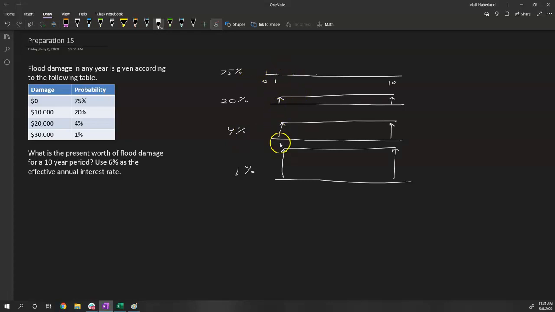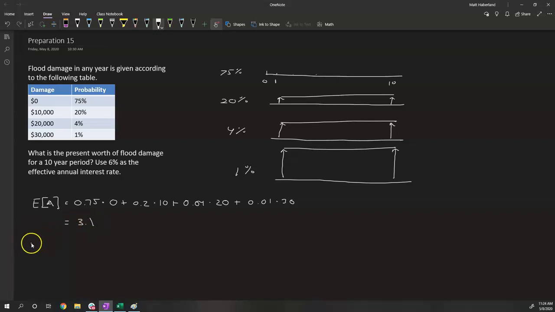We're going to take the expected value of the cash flow in a year, the expected value of the cash flow of basically the annuity that we're going to have is 0.75 times 0 plus we've got a 20% chance, 0.2 times 10,000 plus, we'll do this in thousands, 0.04 times 20,000 plus 0.01 times 30,000. And so the expected value of the annuity that we have is $3.1 thousand.